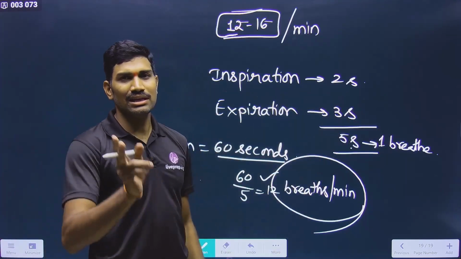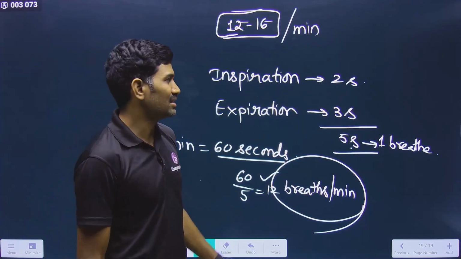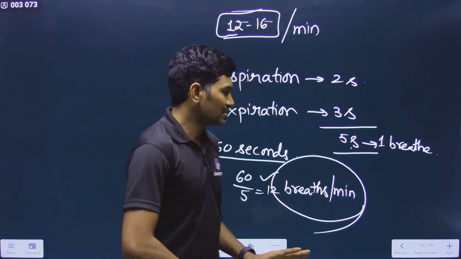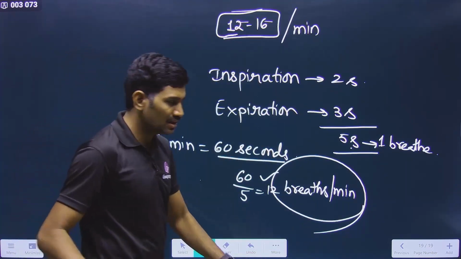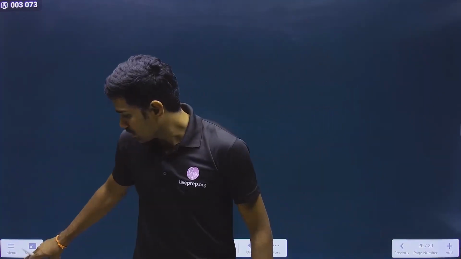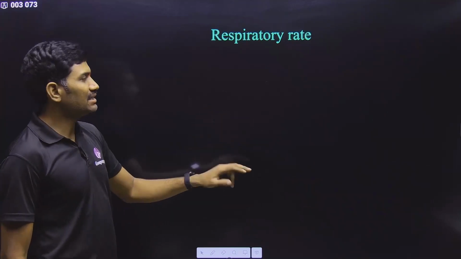There I gave 0.2, 0.3, so please change it. This is 2 seconds and 3 seconds. This is what the calculation is. Clear? So this is what they are saying here. This is what the respiratory rate or the breathing rate is.